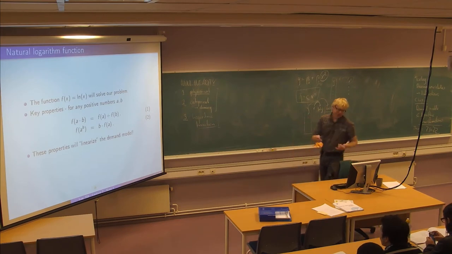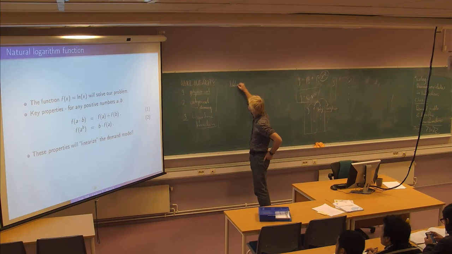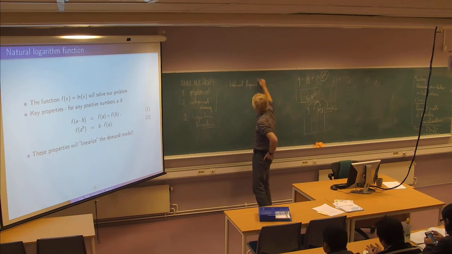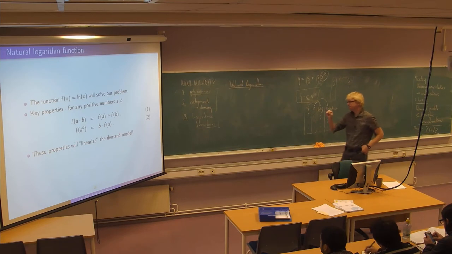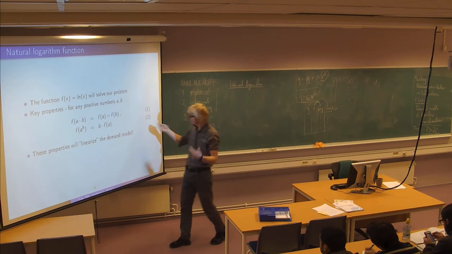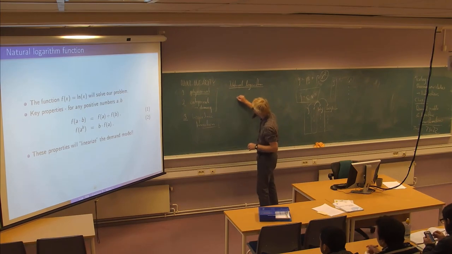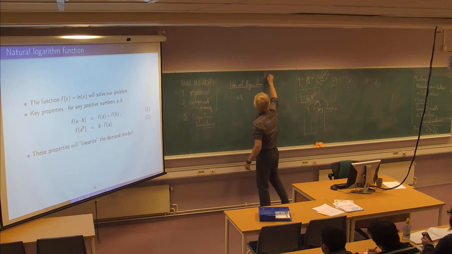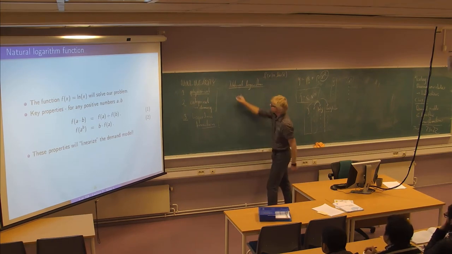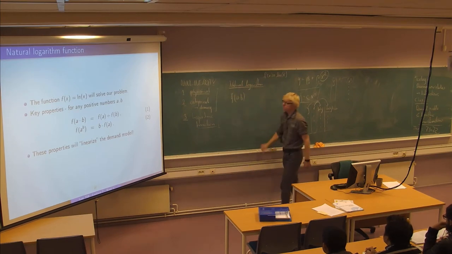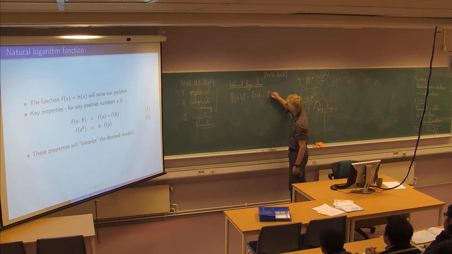So the function that we will use to solve this problem is called the natural logarithm. It's a classical mathematical function, and it has two key properties that will turn out to be magic for our purposes. It's these two here. So if you say f of x is this function ln x, so it's a mathematical function, if you take a product of two numbers, you apply f to them, then this will be the same as first applying f to a and f to b, and then adding the results.